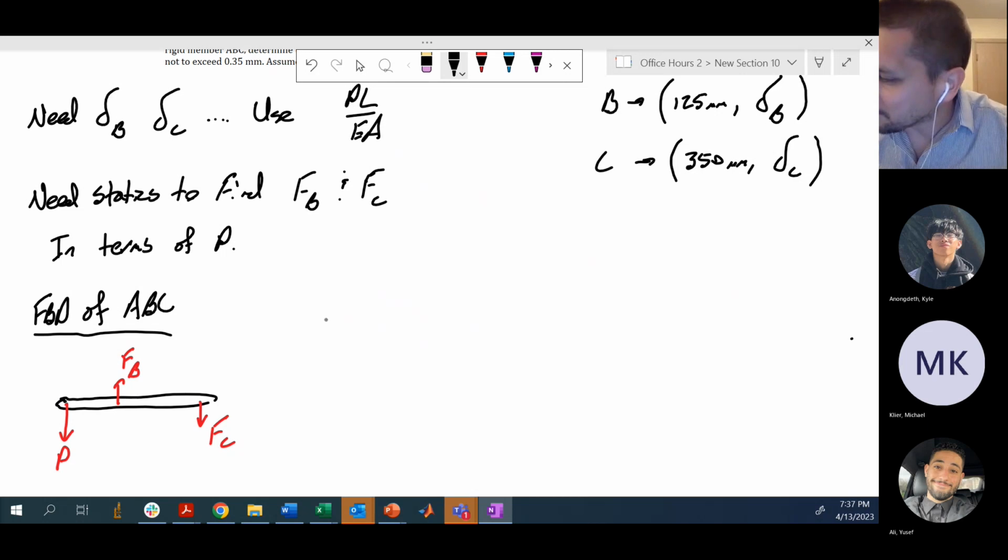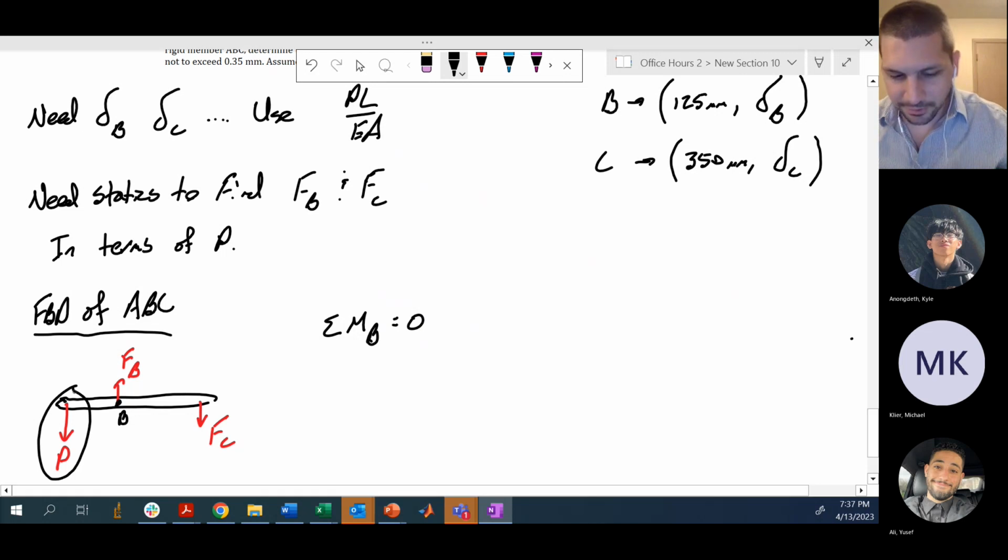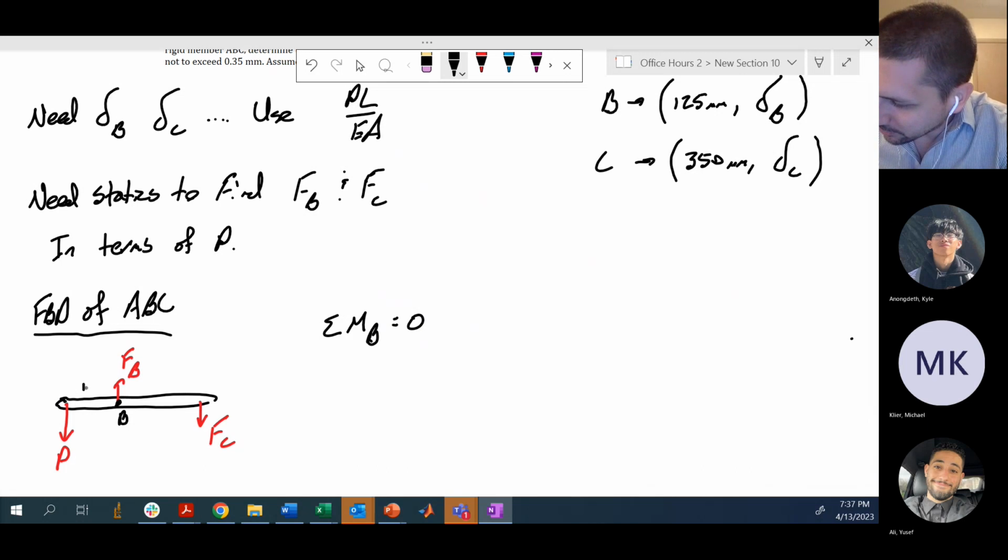Statics analysis. Sum of the moments. I'll pick the moments about B equals 0. I think that's quite easy, because we know all the lengths between A, B, and C. So life is easy if we do that. Moment about B, this load P is going to create a positive moment. Here we're going to have 125 millimeters, just as a reminder, between these two points.